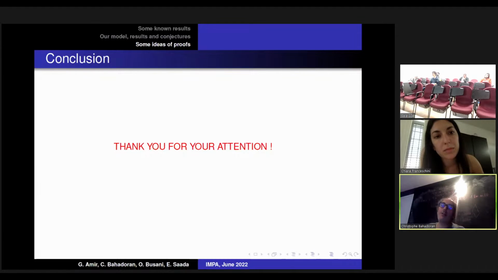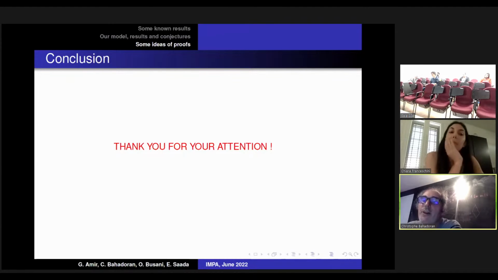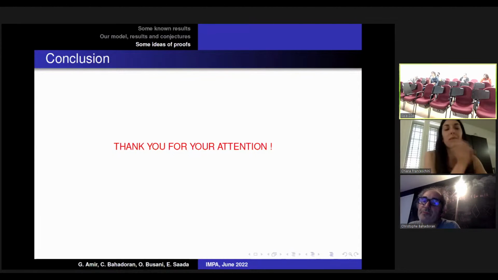For instance, if you take the exclusion process in an ergodic random environment, would it be true that for every rho between 0 and 1 there exists an extremal measure that would have, say, mean or asymptotic density rho? This is an open question. Thanks a lot.